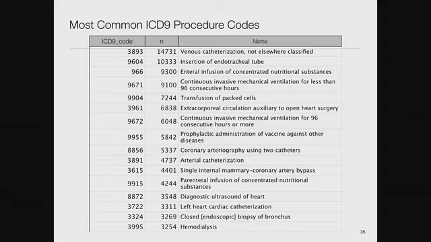Then insertion of an endotracheal tube. If you're having any problems like that, they stick something down your throat. Enteral infusion of concentrated nutritional substances. So if you're not able to eat, then they feed you through a stomach tube. Continuous invasive mechanical ventilation for less than 96 consecutive hours. So this is being put on a ventilator that's breathing for you, etc. So you see that there's a very long tail of these.